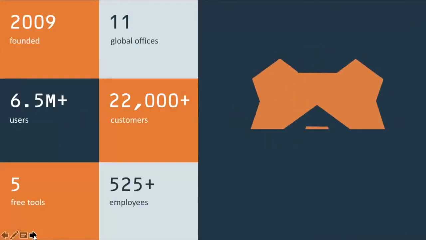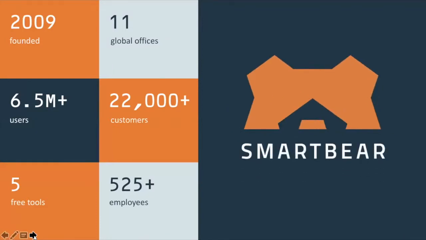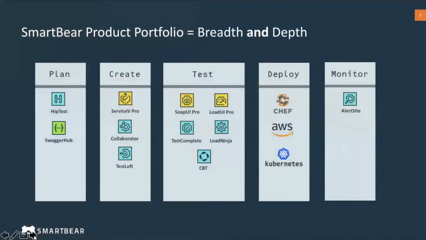So let's get started with a brief overview of SmartBear. SmartBear was founded in 2009 in Boston, and we have grown to 11 global offices and over 500 employees now. SmartBear is widely known for its open source tools, especially Swagger and SoapUI, which you must have heard of. Today, we have over 6.5 million users and 22,000 customers trusting us with their software development. Our portfolio spans the entire software development lifecycle, with product offerings in each important category, be it planning, creating, monitoring, and finally managing and analyzing with Zephyr.